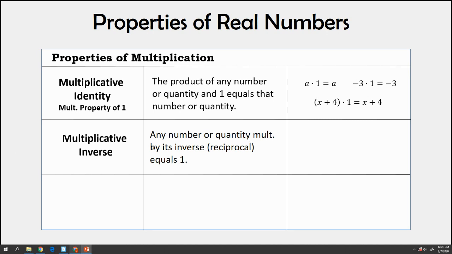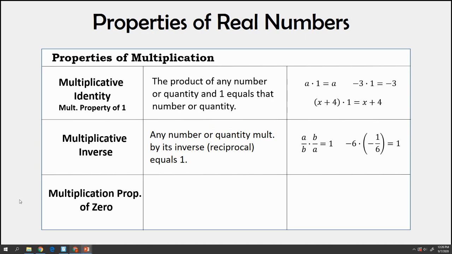Multiplicative inverse. Any number that's multiplied by its inverse or reciprocal will always equal 1. So if I have the fraction a over b and I multiply it by b over a, the inverse of this, it will cancel out and the answer will be 1. If I had -6, remember a whole number is -6 over 1. So the inverse would be 1 over -6. If you cross cancel, your answer is going to be 1. Okay, so multiplicative inverse means to multiply by its reciprocal.